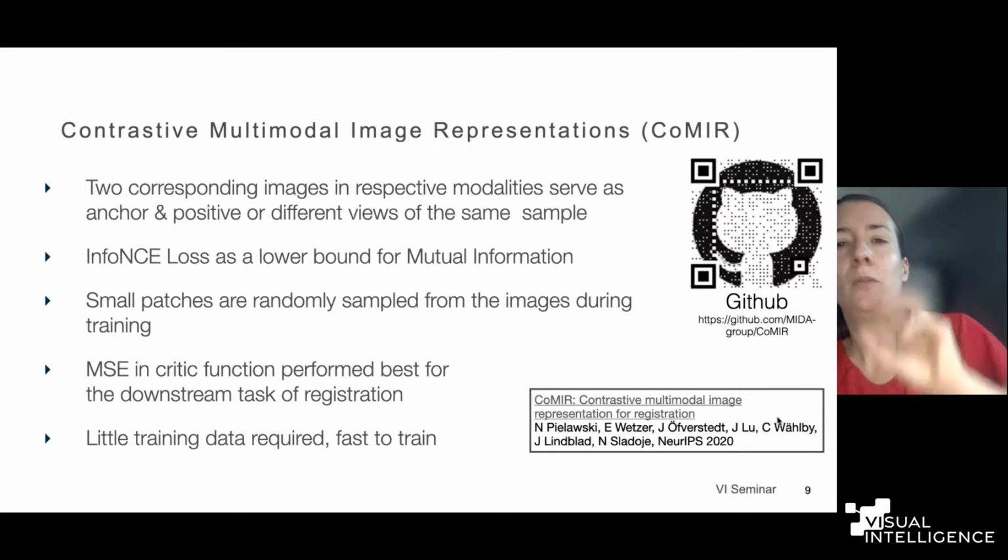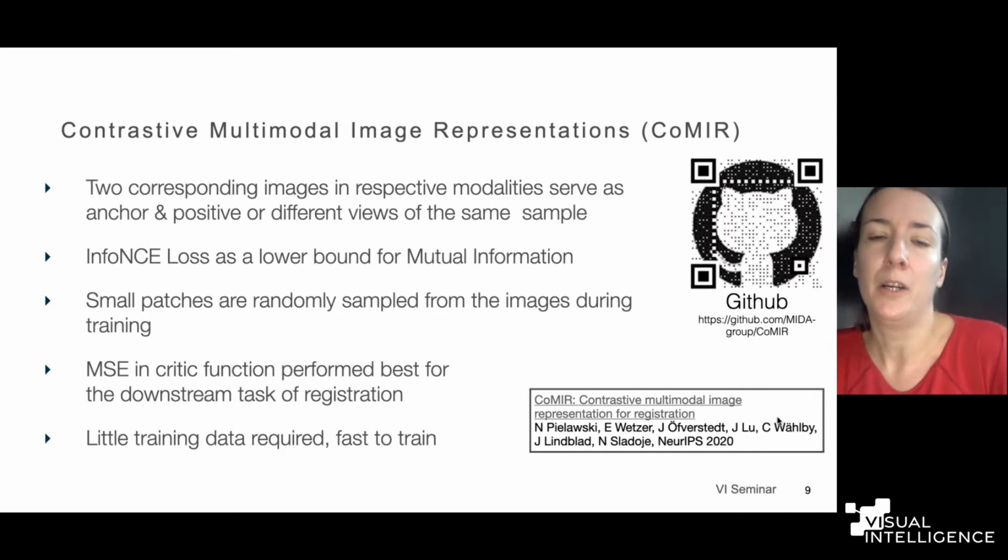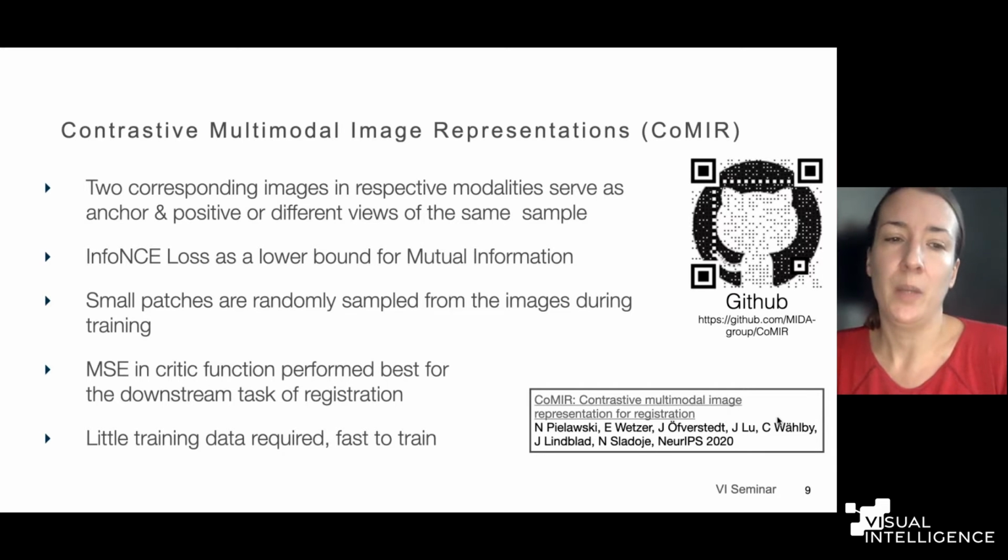And we just randomly crop small patches from our large images during training. And we also sample negatives just randomly throughout the images. And in the critic function, we have found that an MSE, mean squared error, would work best to create those representations for the downstream task of registration.